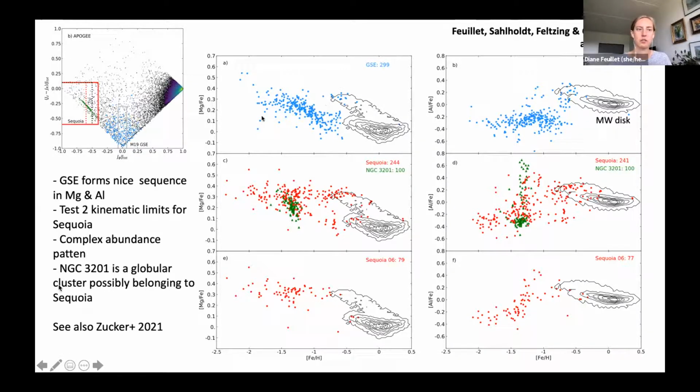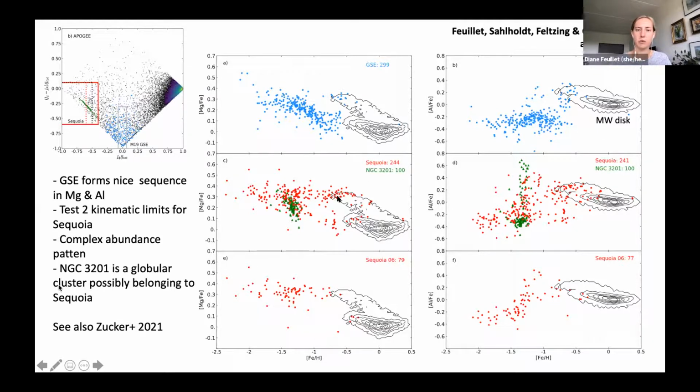We find that Sausage-Enceladus forms a really nice sequence, both in magnesium and in aluminum. Magnesium, at least, has been shown a lot in other samples, so that's nice and consistent. It also has a lower magnesium abundance than the in situ Milky Way disk stars at a given metallicity. We find that the Sequoia selection actually looks quite complex.